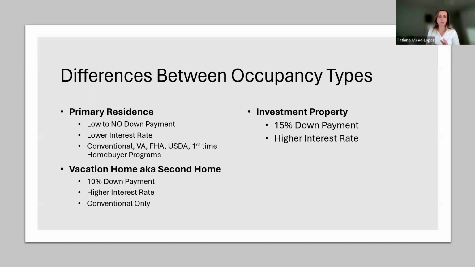And right now, we know that on primary, the average rate is around 7.21, right? On investment, it's gonna be 8.125. And the points are gonna depend on how much down payment. The more down payment, the more points you pay. Okay, got it.